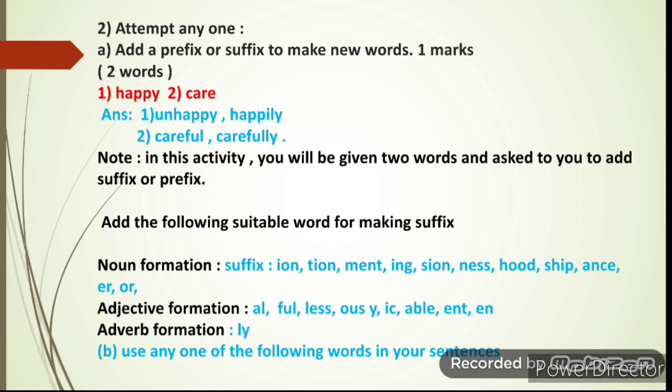For example, noun formation suffixes: ion, tion, ment, ing, sion, ness, hood, ship, ance, or. Adjective formation: al, ful, less, ous, ic, able, ent, en. Adverb formation: ly. You have to add a suitable suffix.